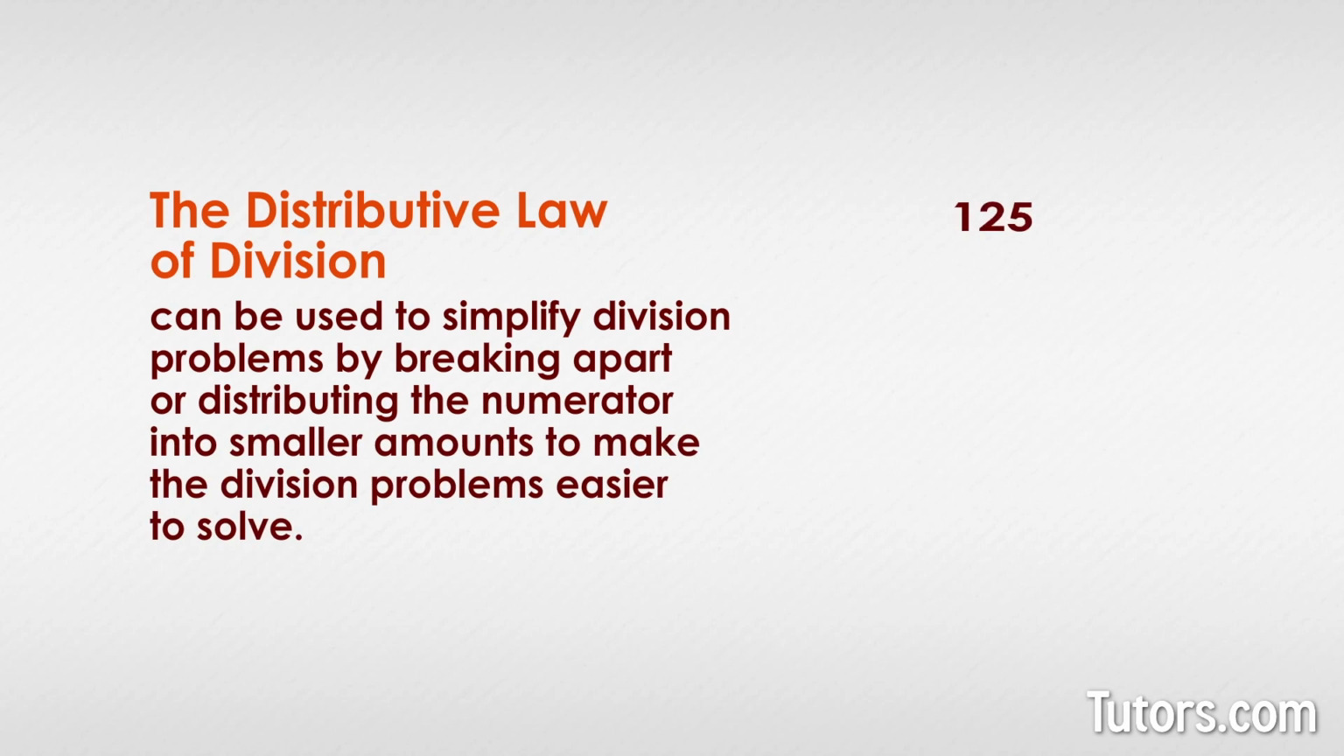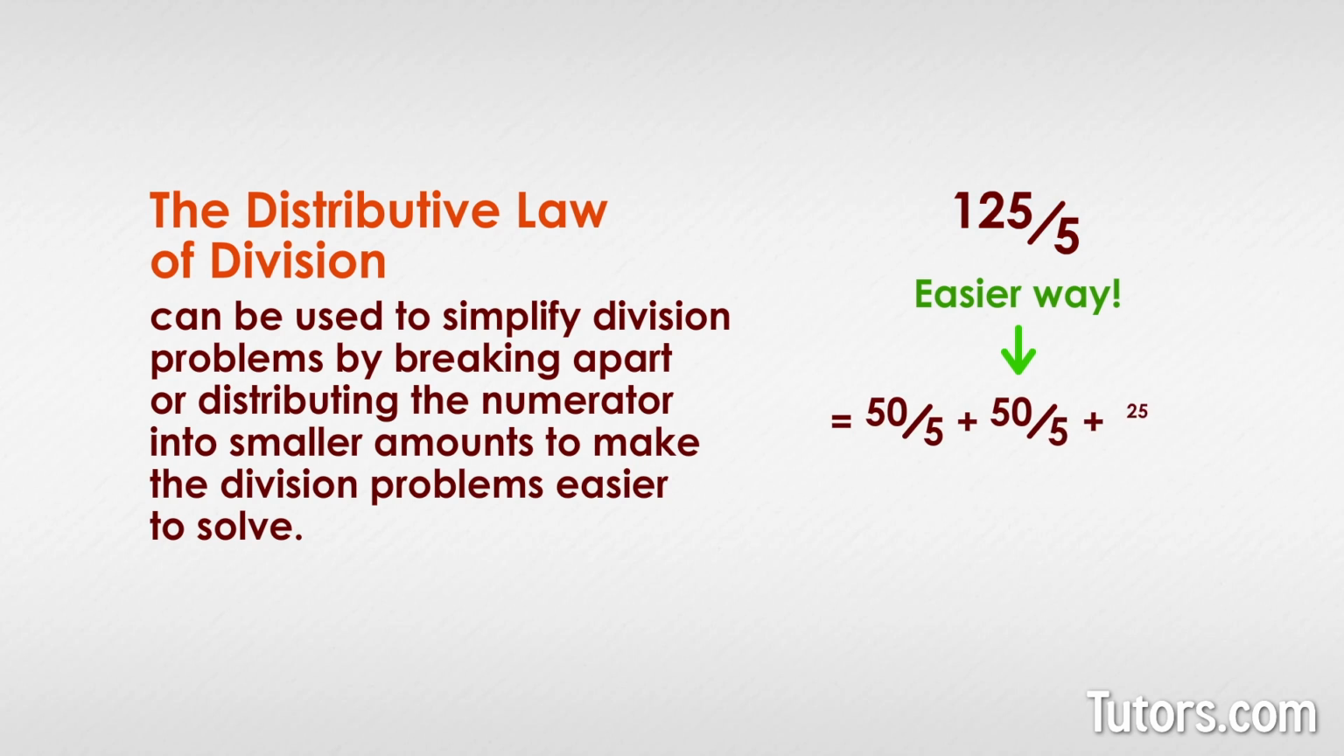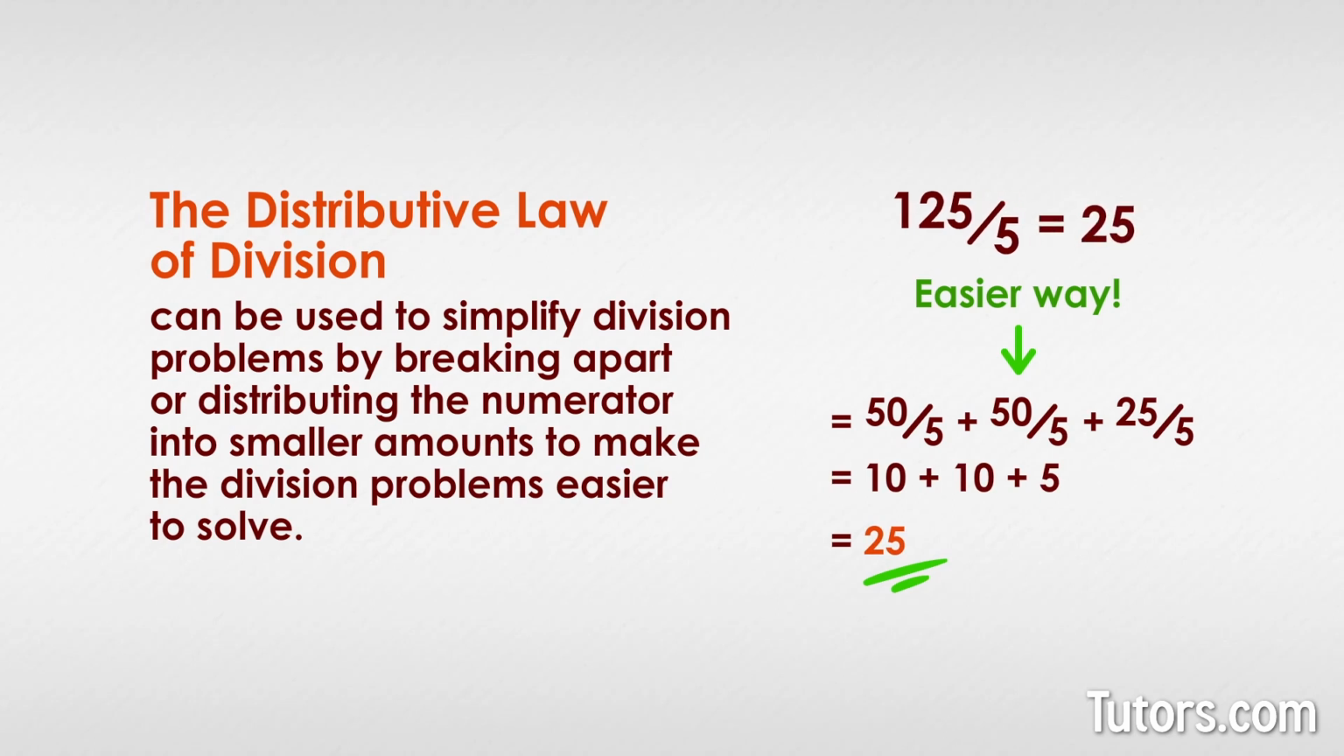Instead of trying to solve 125 divided by 5, you can use the distributive law of division to simplify the numerator and turn this one problem into 3 smaller, easier division problems that you can solve much easier. 125 divided by 5 becomes 50 divided by 5 plus 50 divided by 5 plus 25 divided by 5. You end up with 10 plus 10 plus 5, which gives you 25. 125 divided by 5 equals 25.